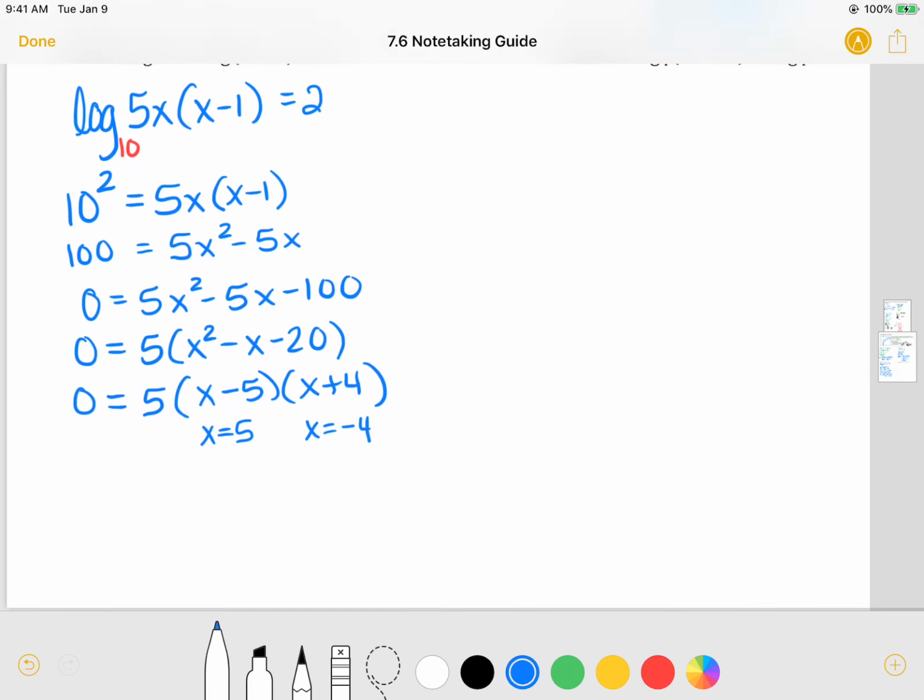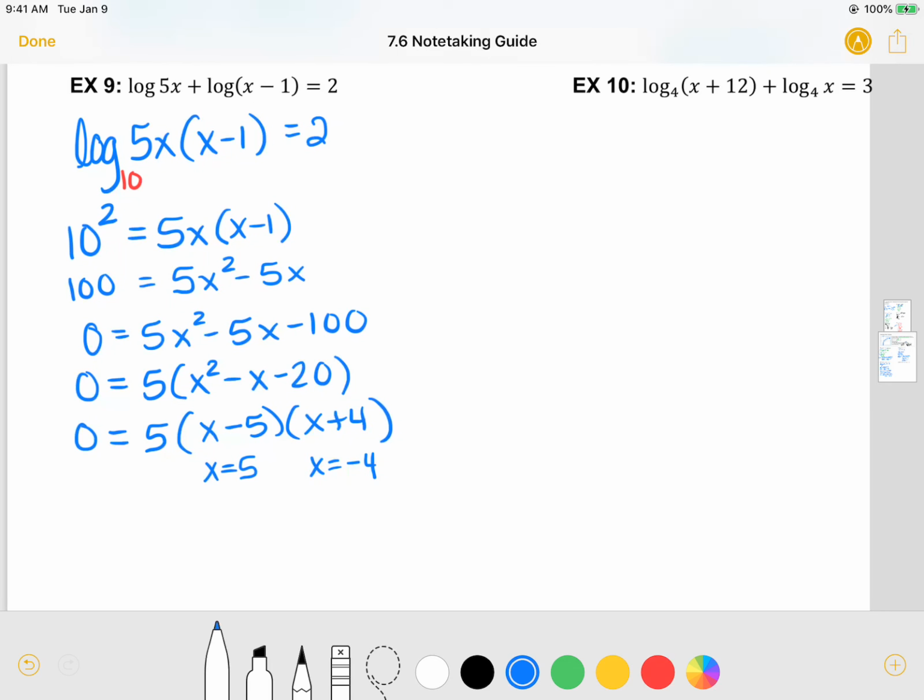Okay? So we want to now check our work. So let's check positive 5. Okay? So checking, we're going to have log of 5 times 5 is 25 plus log of 5 minus 1 is 4 is equal to 2. Okay, so that is then, if we condense it, that's log of 25 times 4 is 100 equals 2, and that works because 10 squared is 100. So that one works. So that is a solution.